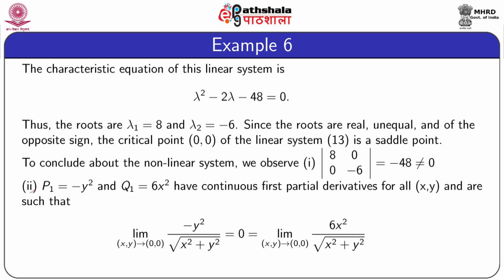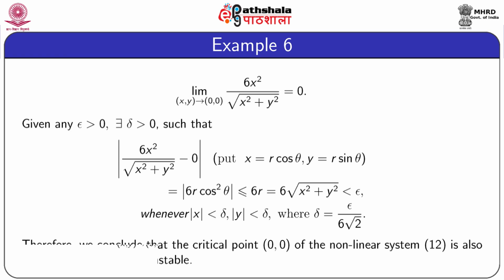And next you have to prove that P1 and Q1 have continuous first partial derivatives for all x, y. It can be easily seen that both P1 and Q1 are algebraic functions, and hence they will have continuous first partial derivatives for all x, y. And also you have to prove that the limit as (x, y) tends to (0, 0) of minus y square by root of x square plus y square is equal to 0. Also the limit as (x, y) tends to (0, 0) of 6x square divided by root of x square plus y square is also equal to 0.